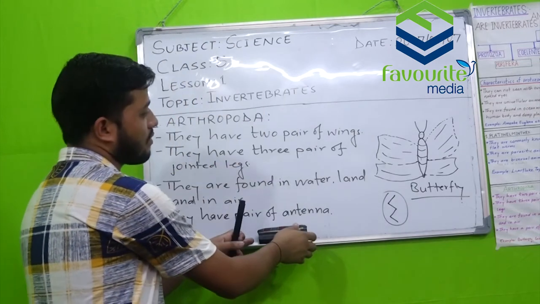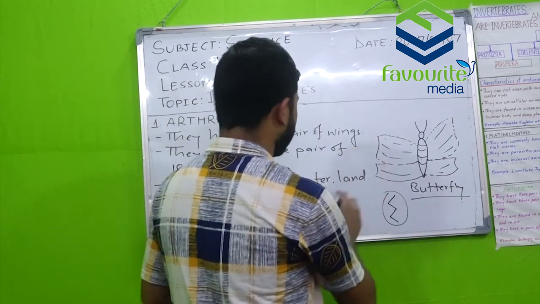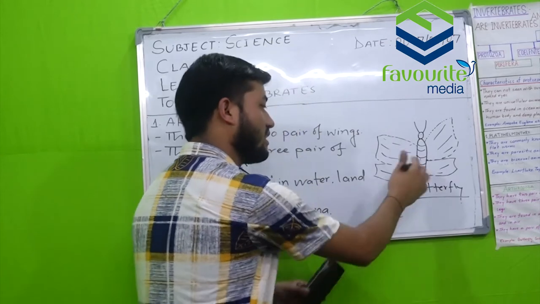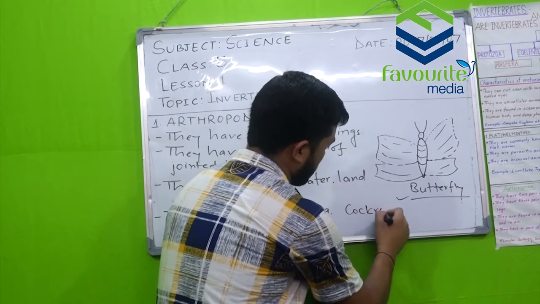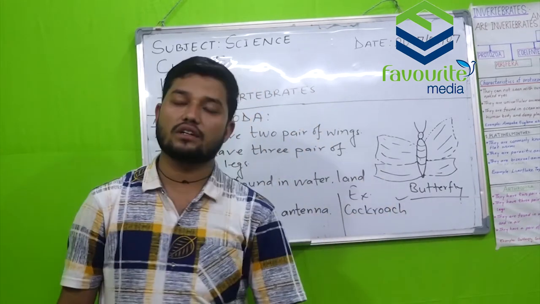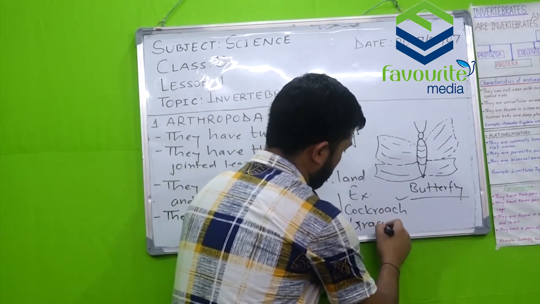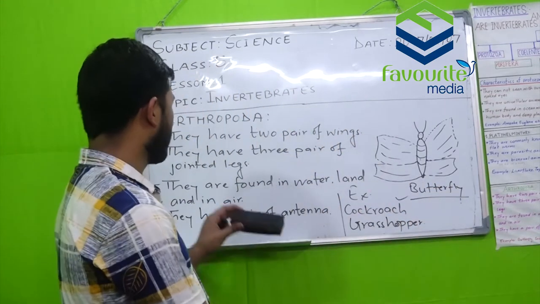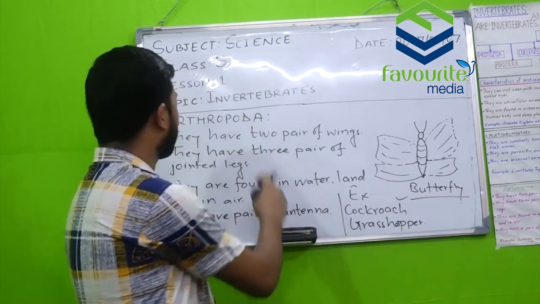You can write butterfly as an example, and another you can write cockroach. This is an example, cockroach, and another you can write grasshopper. These are the examples of which group? The Arthropoda. So this is all about the group Arthropoda.